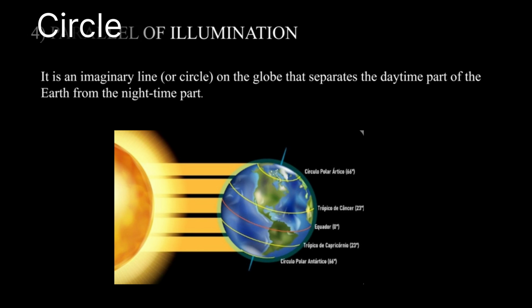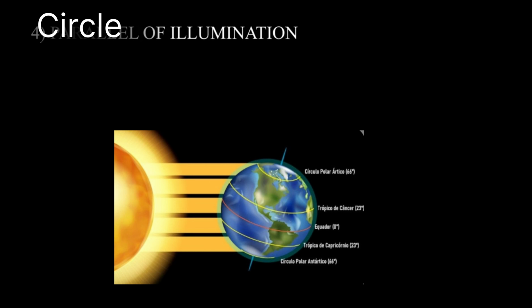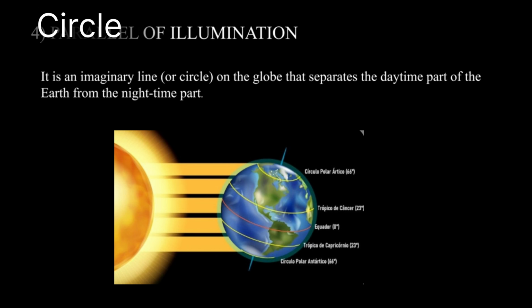Next one is circle of illumination. That is not parallel of illumination, that has to be circle of illumination. So, what is meant by circle of illumination?